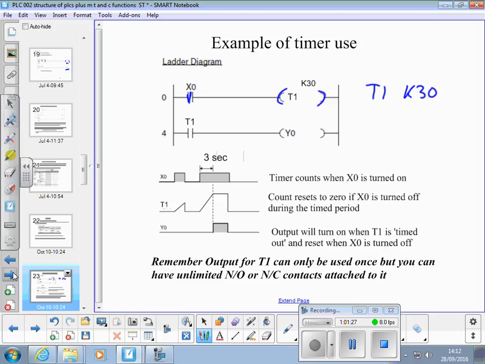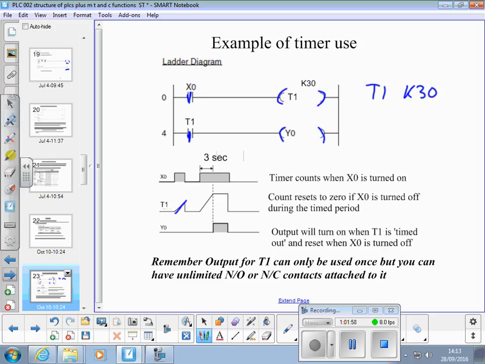So when we do that, that turns on, and then it starts to count to 30. When it hits 30, this contact closes, and that output turns on. So it's like a 3-second time delay between switching the input on and the output actually coming on. So it's an on-delay timer. If we look at this chart, you'll see if you don't allow it to time for the whole 3 seconds, i.e. that goes off before the 3 seconds is up, the whole thing actually resets back to nothing.